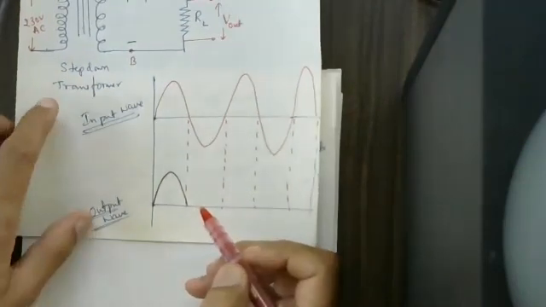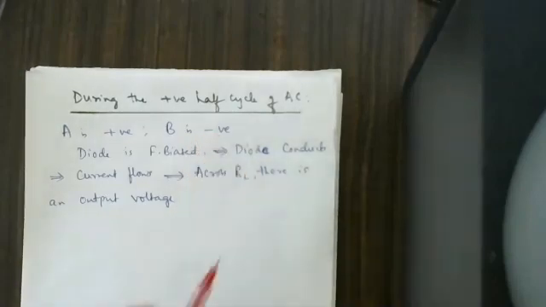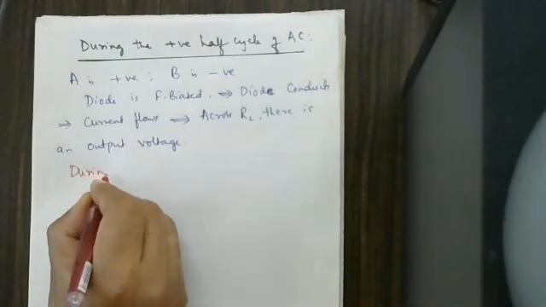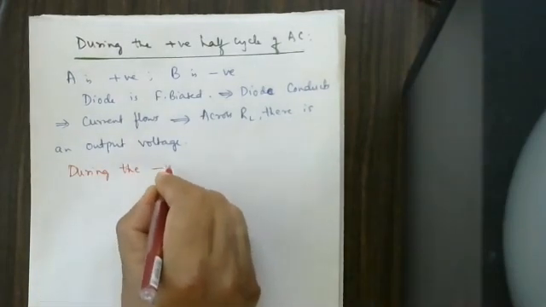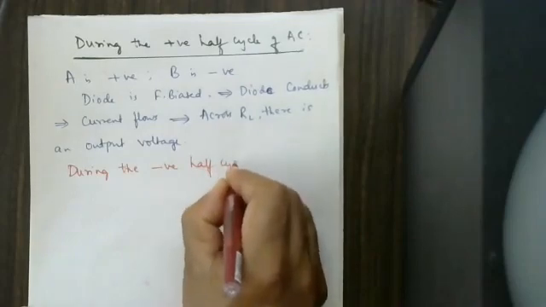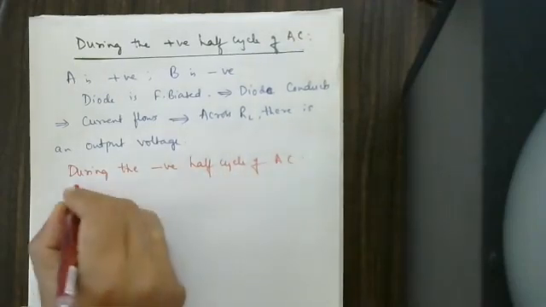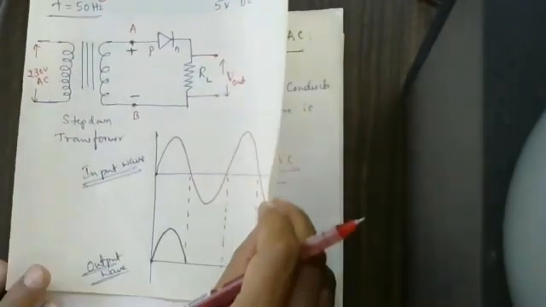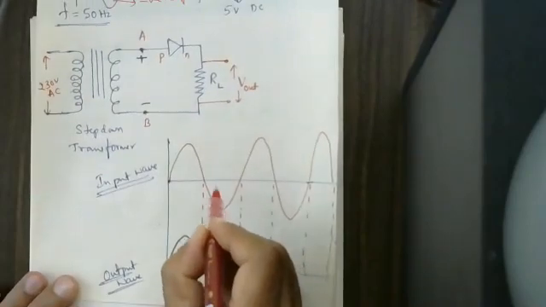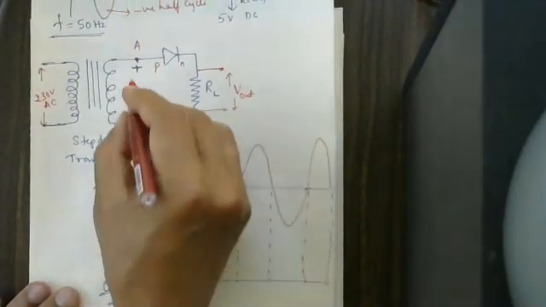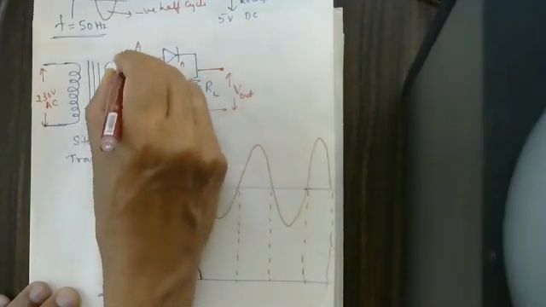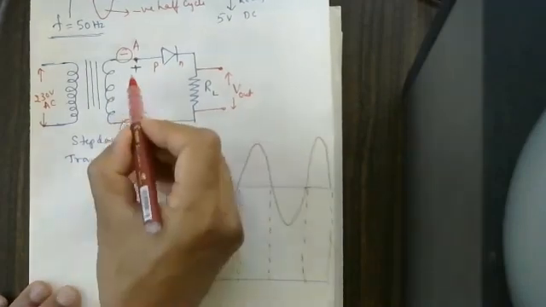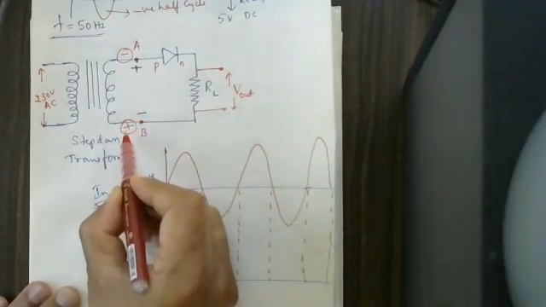Not yet over. Still, see here, this is during the positive half cycle of AC. During the negative half cycle of AC, what is happening? Everything is reversing. During the negative half cycle of AC, this is acting as negative and this is acting as positive. Positive becomes negative, negative becomes positive.